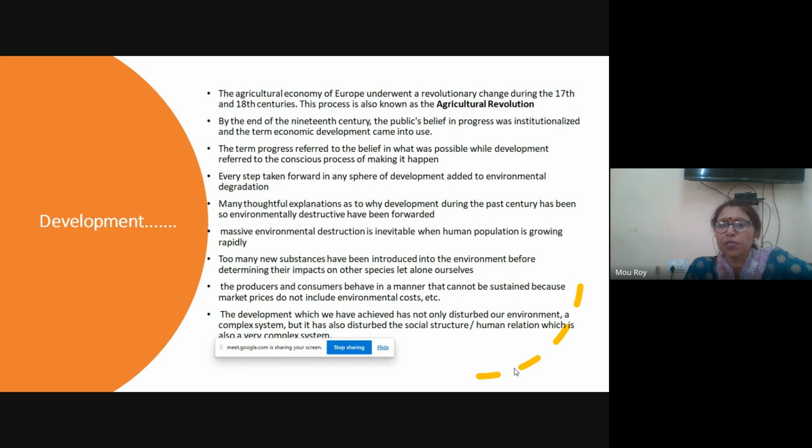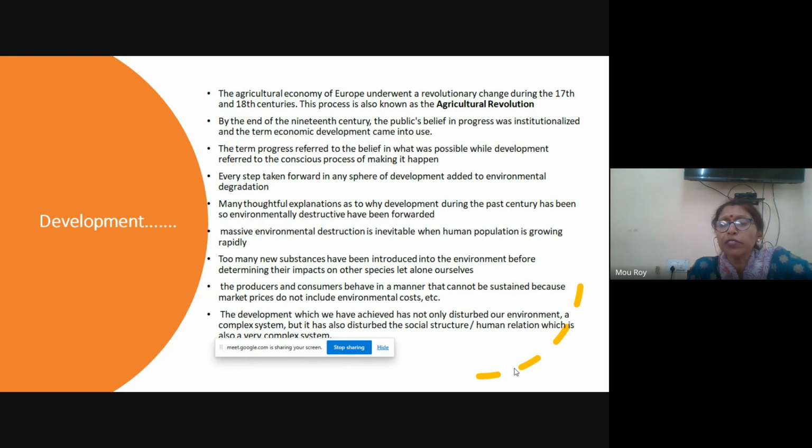Too many new substances have been introduced, too many tools, equipment, machineries, which are acting as destruction tools for the environment. They have been introduced because we want to reduce manpower, we want to reduce time, before determining the impacts on other species. That is what is hampering the environment. The producers and consumers behave in a manner that cannot be sustained because market prices do not include environmental costs also. That is also very important.